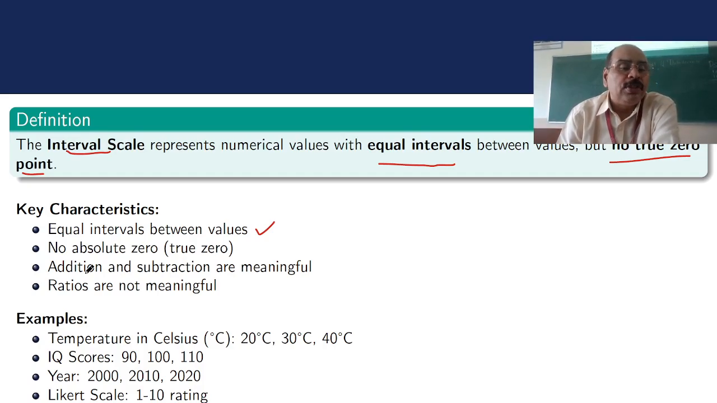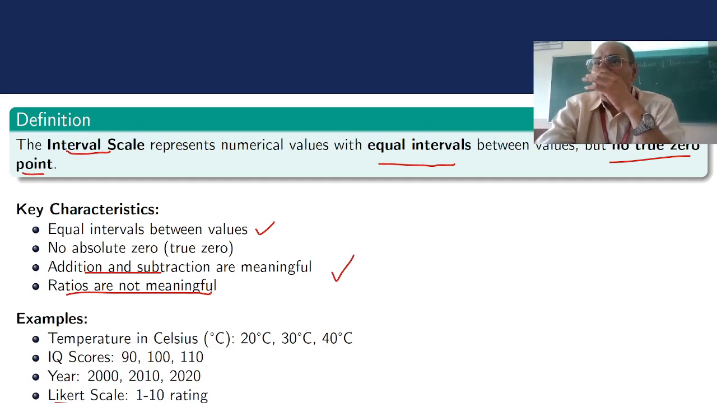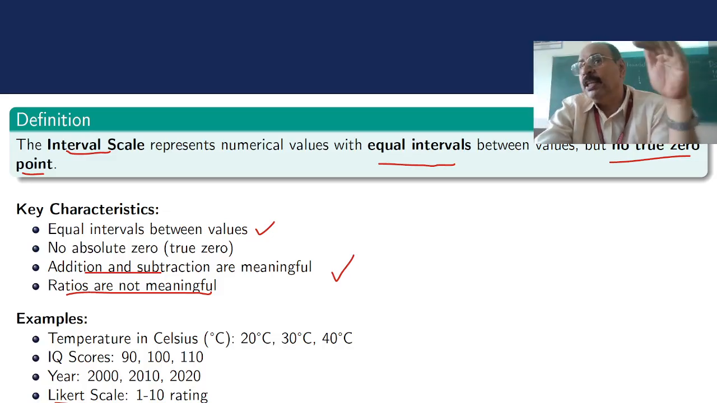Certain arithmetic operations like addition and subtraction may not be meaningful. Ratios are not meaningful. So you have something called a Likert scale, like what I told you about the satisfaction grade. If you are fully satisfied, mark 5. Excellent, very good, good, okay, bad or poor, very poor, and so on. Yes or no? That type of rating.